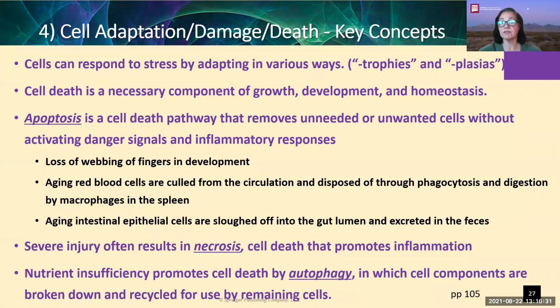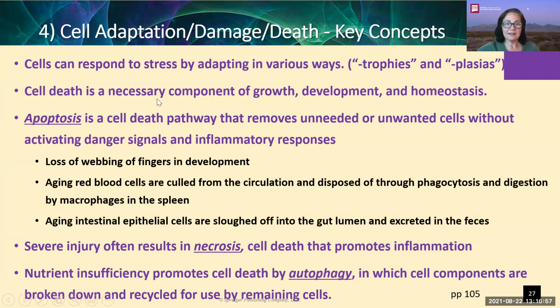And that brings us to the fourth topic in this chapter, that is cell adaptation, cell damage, and cell death. Cells can respond to stress by adapting. And in the next slide, I'll go over the different trophies and the different plasias. Like trophies, I mean hypertrophy and atrophy, and plasias, metaplasia and dysplasia.